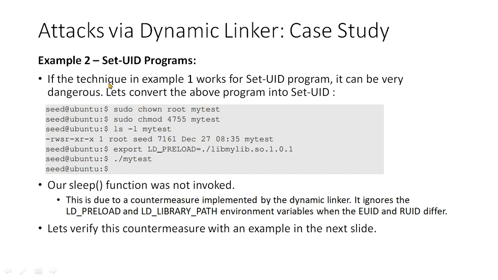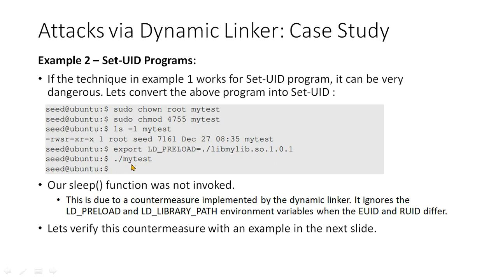So let's take a look at what happens if we change my test into a set UID program. First, we change the owner to the root user, and we turn on the set UID bit. You see, my test is now a set UID program because it has the set UID bit turned on and is owned by the root user. And we export the preload to point to our own library, our cheating library here. We run my test, it doesn't work. It's still running the system sleep function.